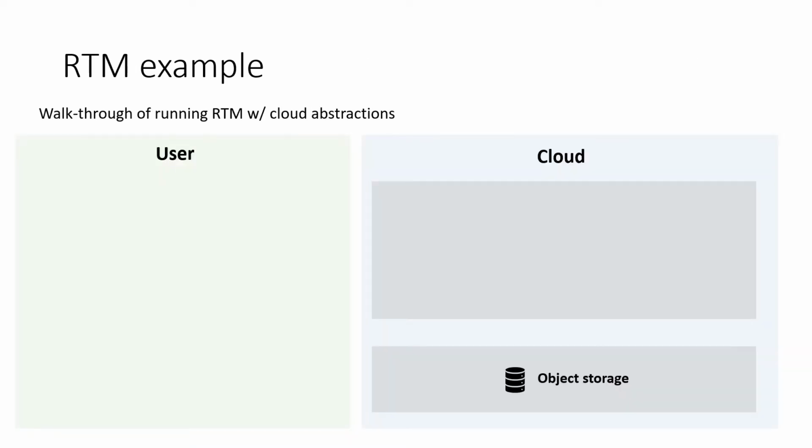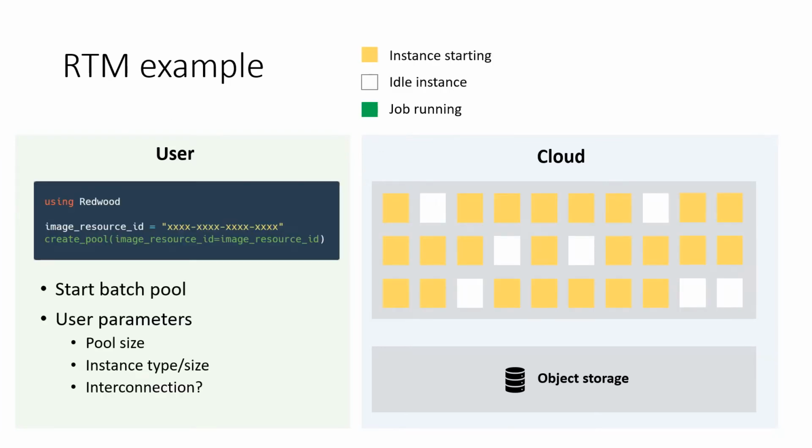Next, I will walk you through a demonstration of how we can implement parallel workflows like RTM with the kind of abstractions that we propose. On the left-hand side, we will see what happens on the user side, and on the right-hand side, we see what is happening in the cloud. We start off with an empty batch pool that currently does not contain any nodes. We start by loading the Julia package and then create a batch pool.